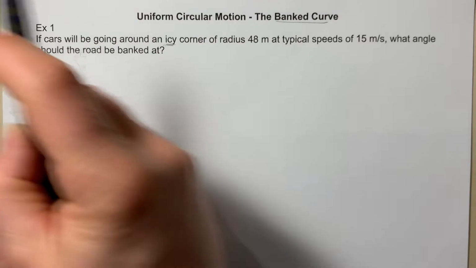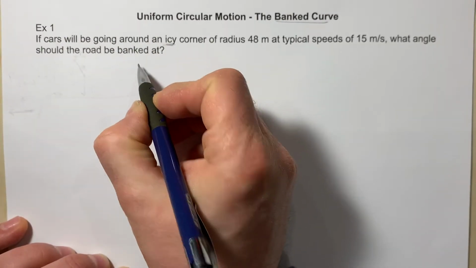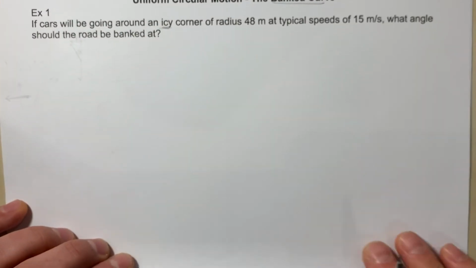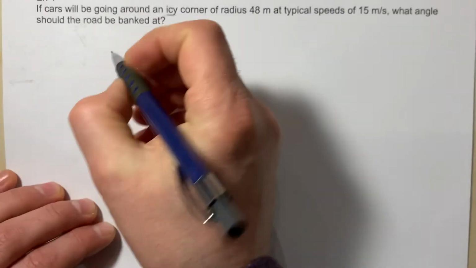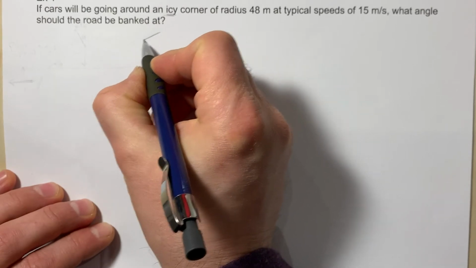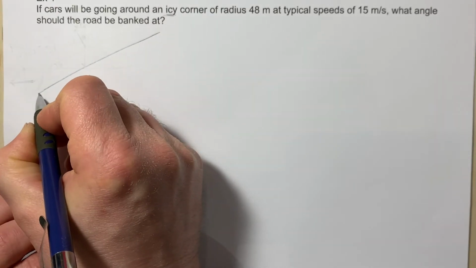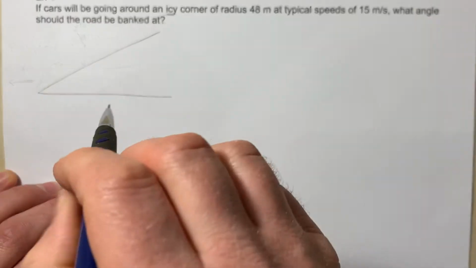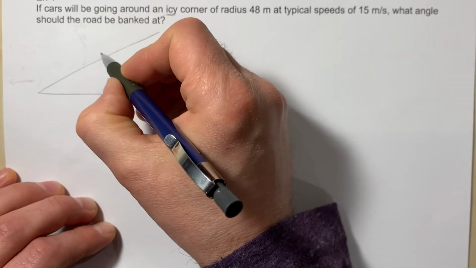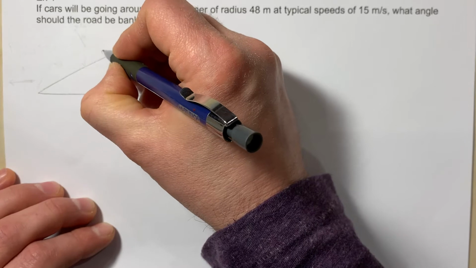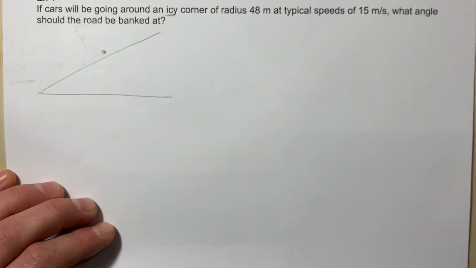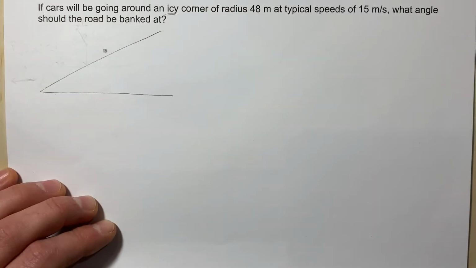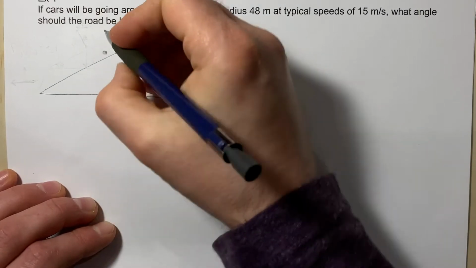If I view it from behind, let's see if I can give myself a little more room. If I bank the curve, let's see if I can draw this. I'm going to try to draw it a little big so you can picture it. If I'm looking at the car from behind, the road surface itself is going to be banked. So right here, let's imagine that there's a car. I'm looking at the rear license plate. The car is going into the page this way.